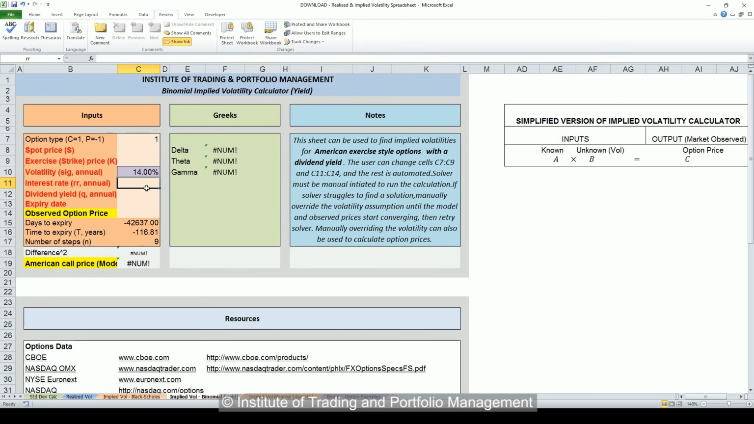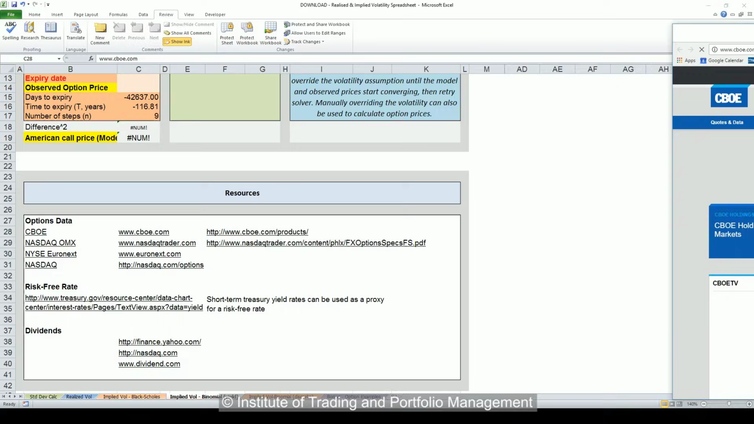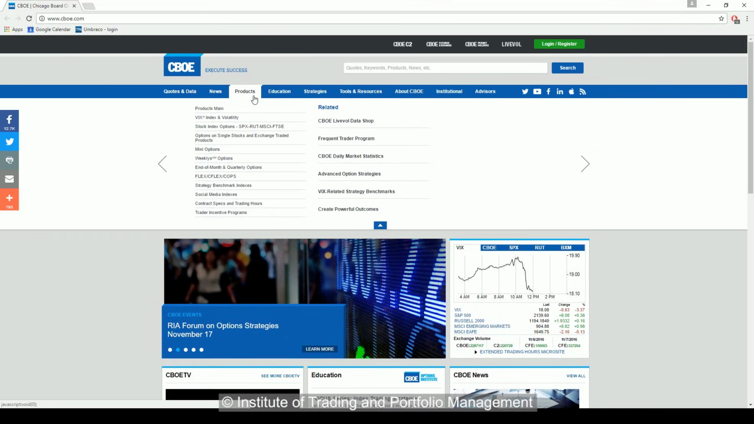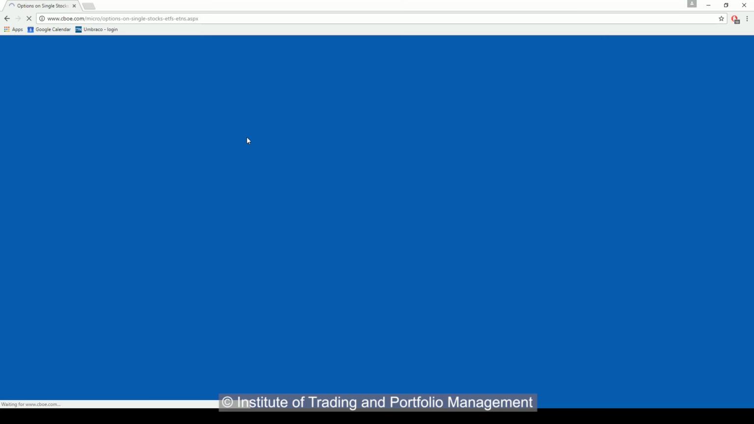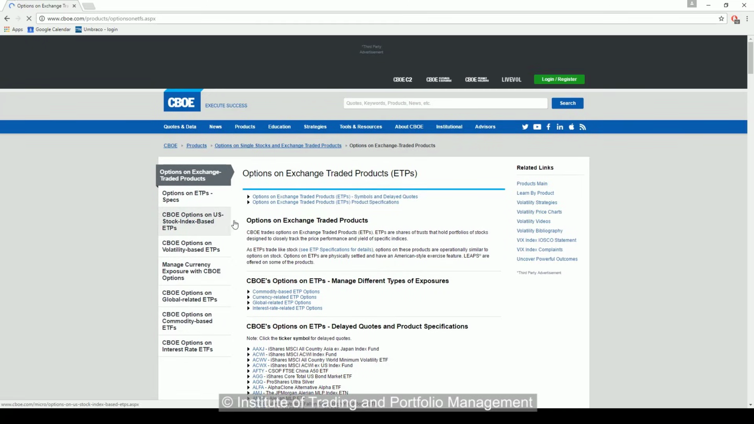So we're going to go onto cboe.com to actually find the option. And don't worry exactly about where I'm clicking. It doesn't matter. You'll be able to navigate through this yourself. And like I said, it's in the PDF guides. Okay, so what I'm doing is I'm just finding options on exchange-traded products on this website.